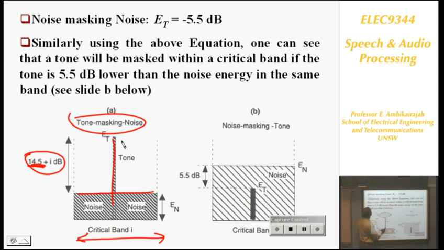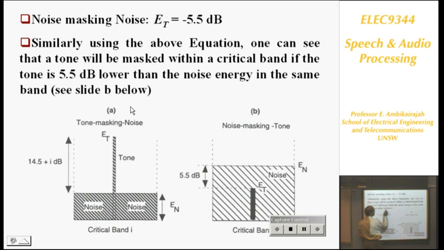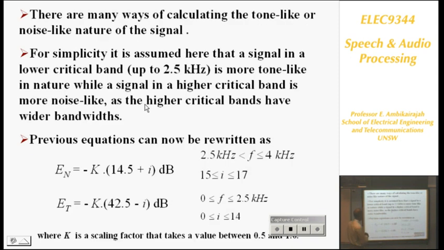Similarly, using the above equation, one can see that a tone will be masked in a noise if it is 5.5 dB below the noise power. If it's below that, then the tone will be masked. If it's above, it won't be masked. So you use these two pieces of knowledge, and let's have a look at what you do with this afterwards.